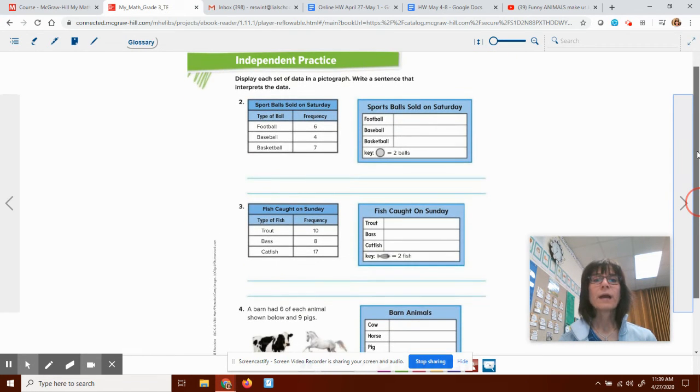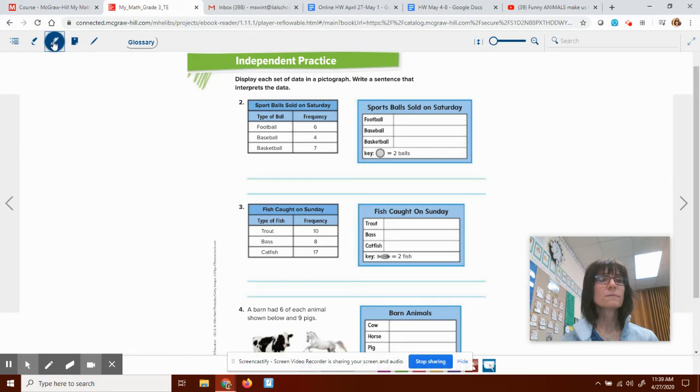On independent practice, they would like you to display each of the data in the pictograph. So here's my pictograph. This is my frequency table. They want us to write a sentence that interprets that data. I have sport balls sold on Saturday as my title. The types of balls are football, baseball, basketball.